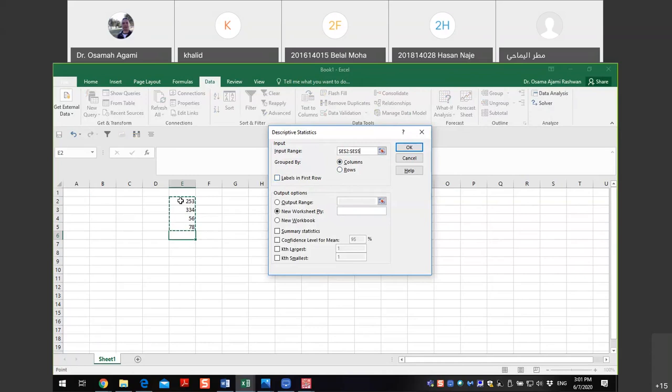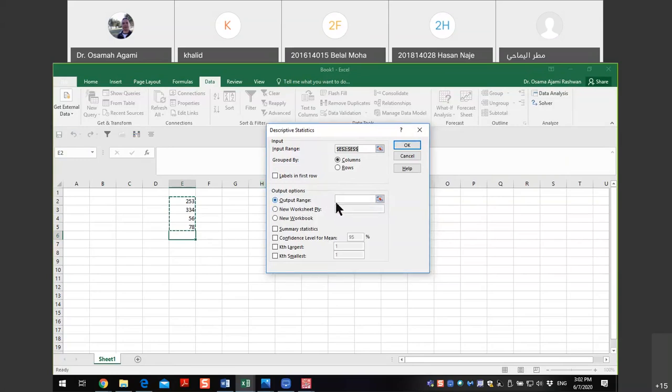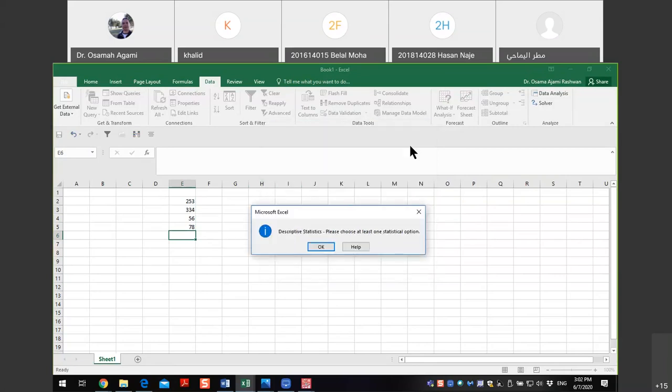Do I have a label for the column or not? I don't have a label here. If I have a label, like currency or income or something, I have to tick this option. If I don't, no need to take it, right? Also, I have to decide where to put the result: in a new worksheet or in the output range. I will put the cursor here, otherwise it will delete the previous data. So put the cursor here, click anywhere, and just press OK.